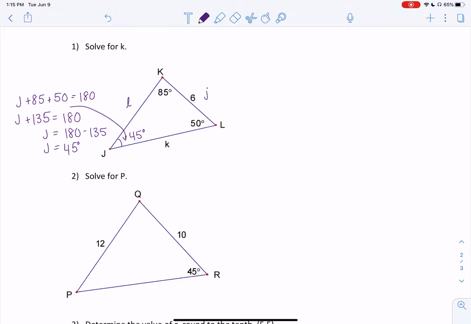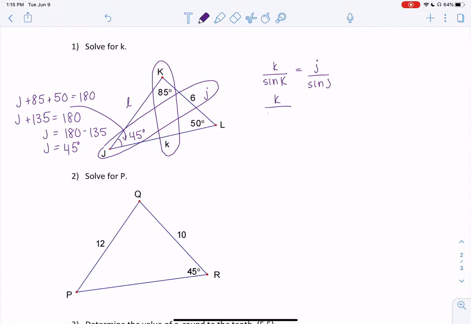Now that I found all my angles, now I look for my full pair. So if I look here, I have my full pair here, and then I have my little half pair right here. So because I'm looking for a side, my little letters go on the top of the equation. So we have little k over sine big K, little j over sine big J. And now we can fill in our values. So we're going to still be looking for little k. Capital K is 85. Little j is 6. And big J is 45.